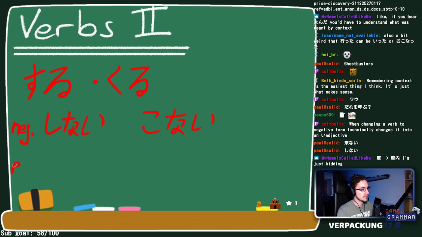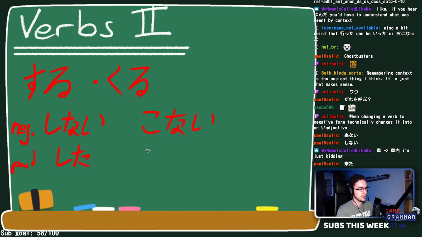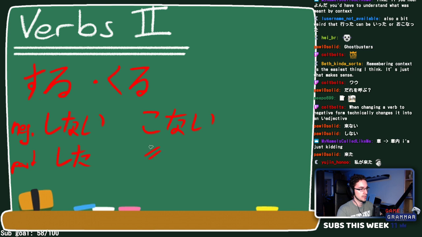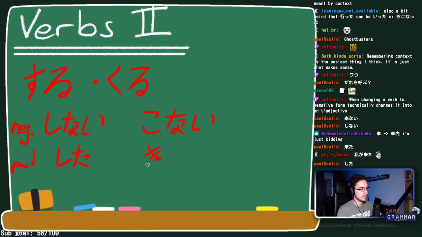And then past tense. For suru, it's shita. And for kuru, it's kita. Again, the weird part being that the first kana changes. This ku becomes a ki. Kuru, kita. It's a bit weird, you're gonna have to learn it. It's not much. It's literally that.